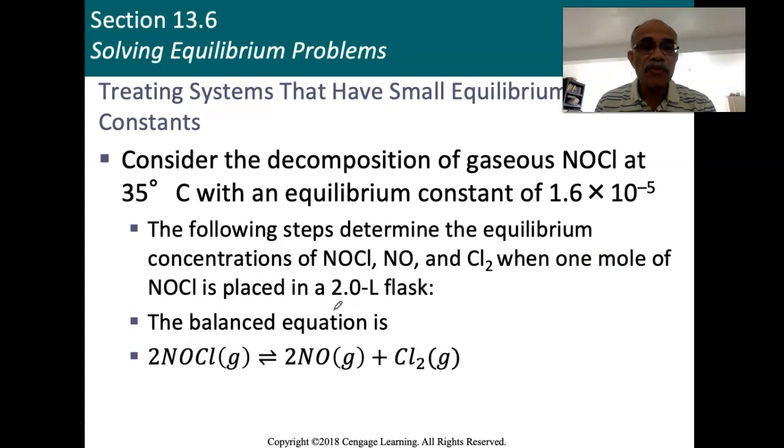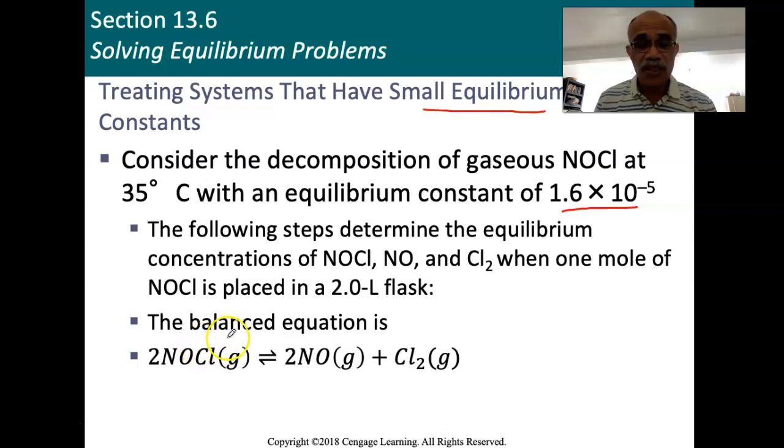Okay, I'll finish off with this example in this slide, and that is the sort of calculation we carry out for very small K. Now we're looking at very small K, and this is an example like 1.6 times 10 to the power minus 5. That's a very small number. So if you have a small equilibrium constant, how do we deal with that in the calculation?